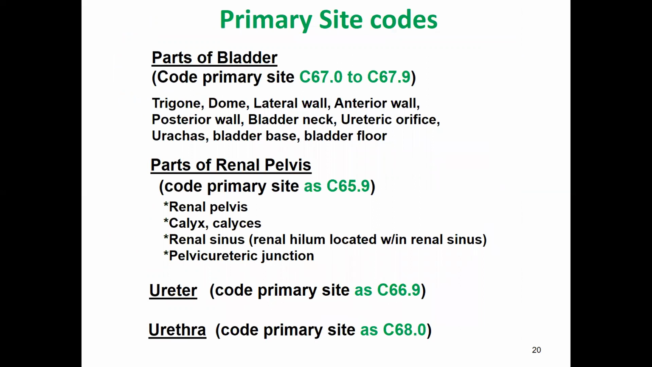Again, here in this slide are the primary site codes for the urinary tract system of those sites which are lined by urothelial transitional cells. Bladder has many subsites ranging from C67.0 to C67.9. The renal pelvis is one single code, C65.9, and includes all of the descriptive terms listed there. The ureter and the urethra each have their own code listed on the slide.